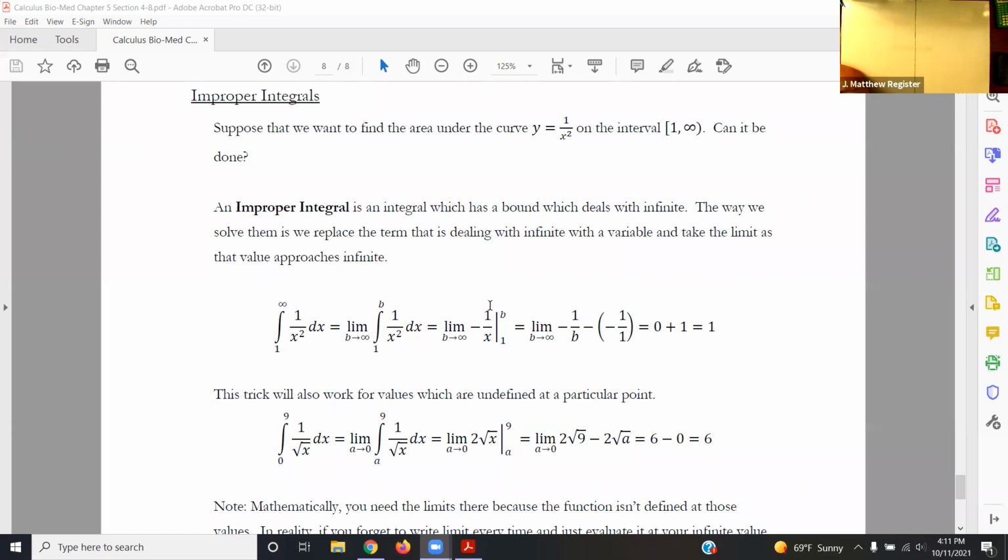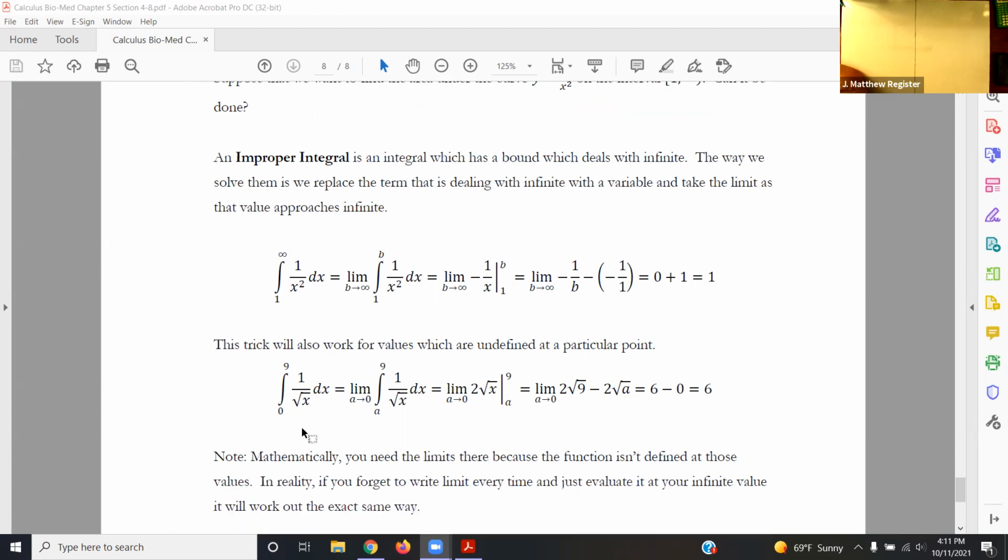So the integral of 1 over x squared is -1 over x from 1 to b. And then when we evaluate it, we would get the limit as b goes to infinity of -1 over b minus -1 over 1. And then as b goes to infinity, this would become -1 over infinity, which goes to 0, because 1 over a really big number goes to 0. And then minus a negative would become plus, and 1 over 1 is 1. So we get 0 plus 1 is 1.